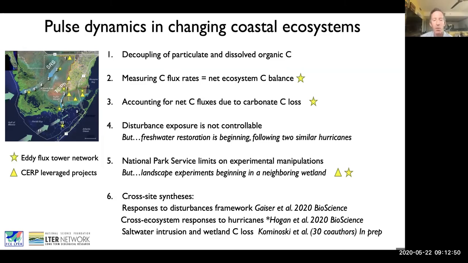I want to highlight some cross-site synthesis papers and opportunities. Evelyn Geiser produced a paper that came out this year in BioScience on using the disturbance framework that involves 7 to 8 sites. And Aaron Hogan, a student at Luquillo LTER, but also a graduate student at FIU, just had a cross-site hurricane frameworks paper come out in BioScience. And I'm working on a saltwater intrusion effects on wetland carbon project with 30 plus authors. Let me know if you're interested.